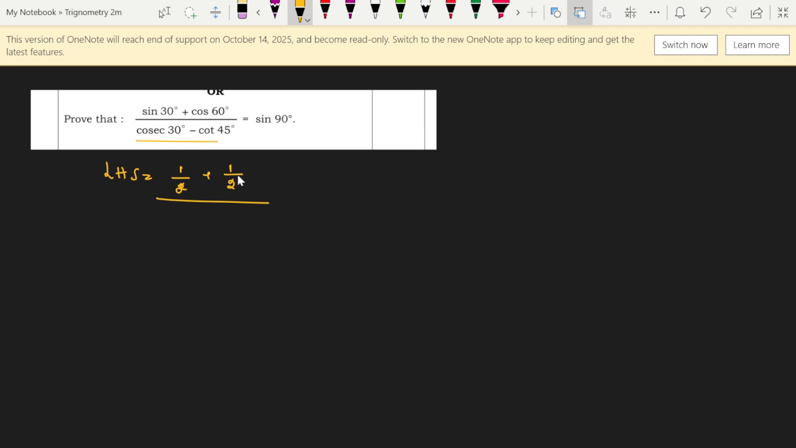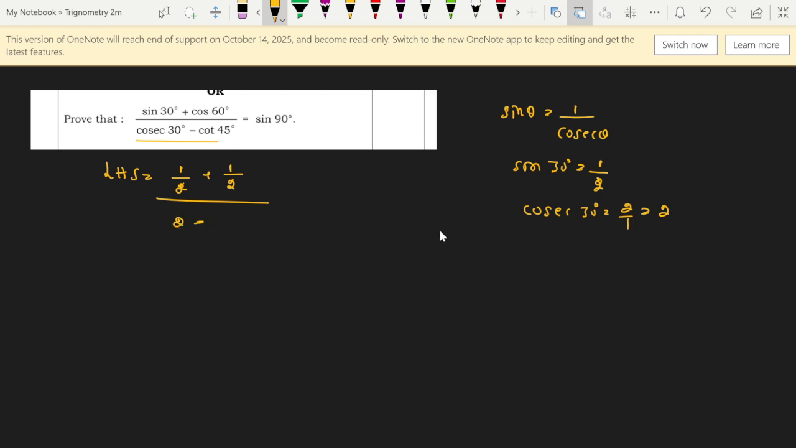Cosecant 30 degree is nothing but what? Cosecant theta is the reciprocal of sin theta, right? Sin theta is 1 by cosecant theta, and we know that sin 30 is equal to 1 by 2. If sin 30 is 1 by 2, then cosecant 30 will be 2 by 1, which is 2 only. So cosecant 30 is 2.